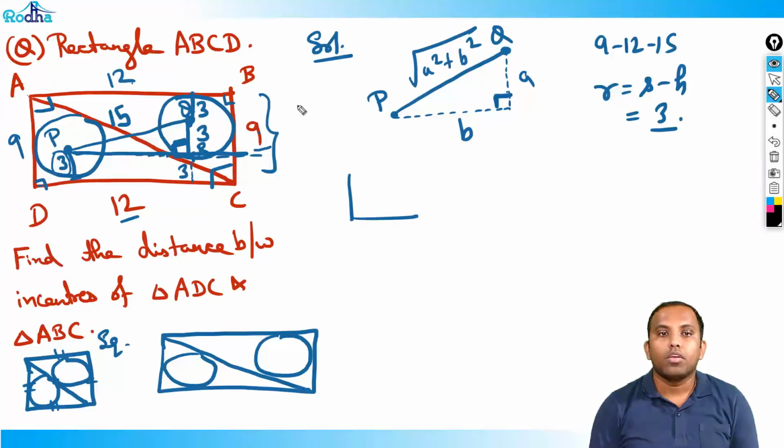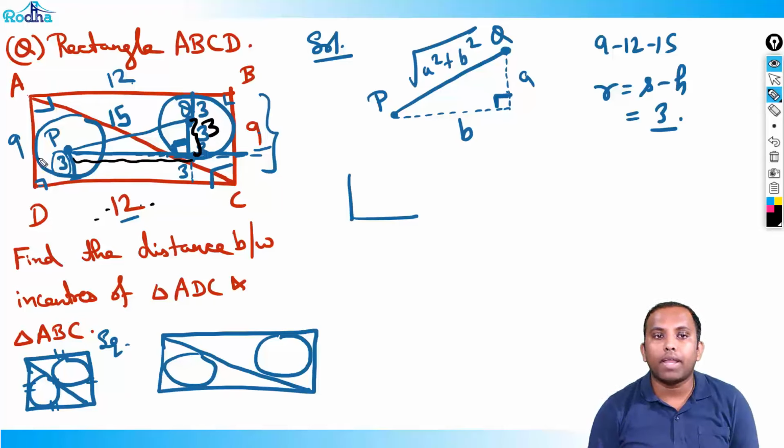Now, how to find this length PQ? I know this is the radius. So this length is 3. This length is 3. How much is this length now? This whole side is 12. So 12 minus this 3, and minus this 3 also, because the radius is 3. This radius is 3. This is also 3.